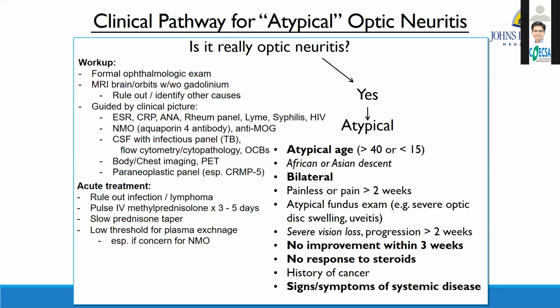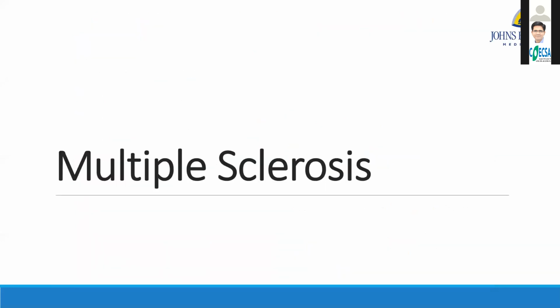Your acute treatment after you rule out infection and lymphoma is going to be the same, but these patients are probably going to need a longer and slower prednisolone taper, but have a low threshold for initiating plasma exchange, if that's available in your setting, if there's a concern for NMO. And follow-up, you're really going to be thinking about the need for long-term immunosuppression that's going to be specific to the etiology of this optic neuritis.